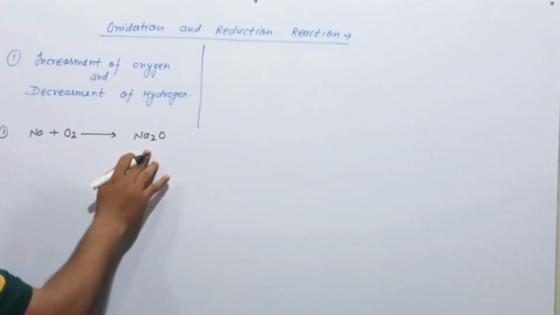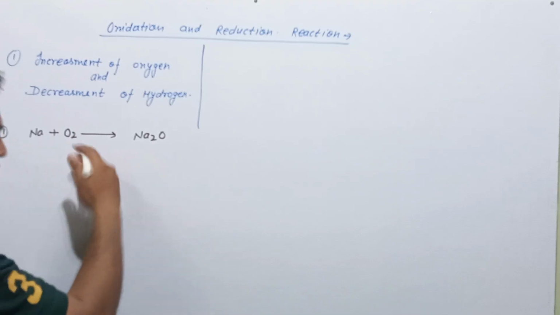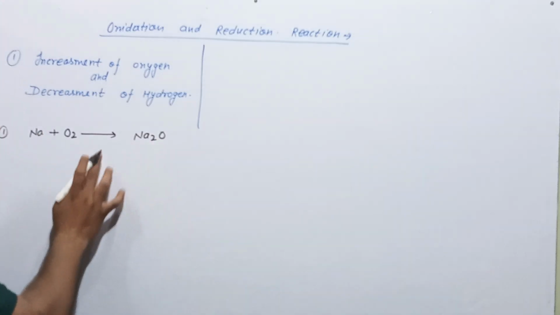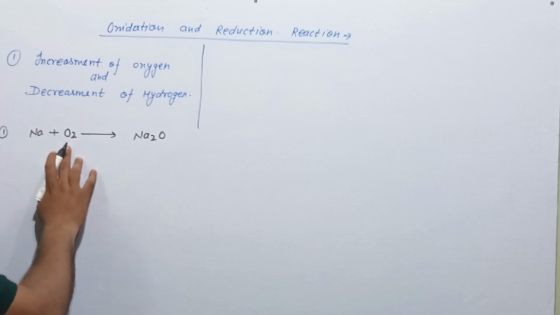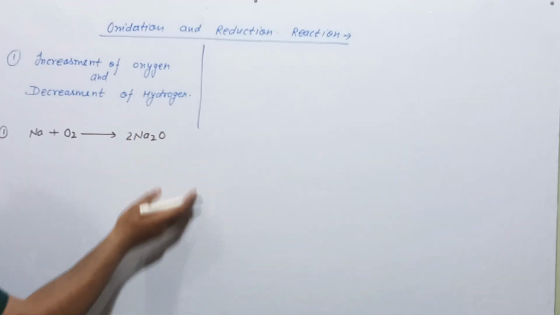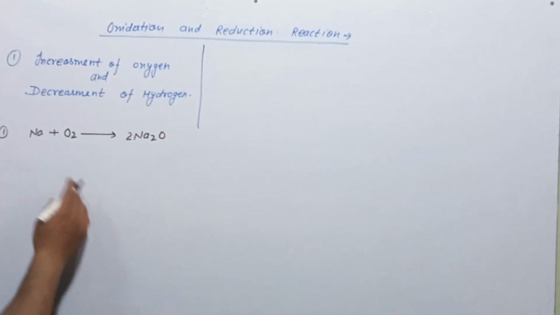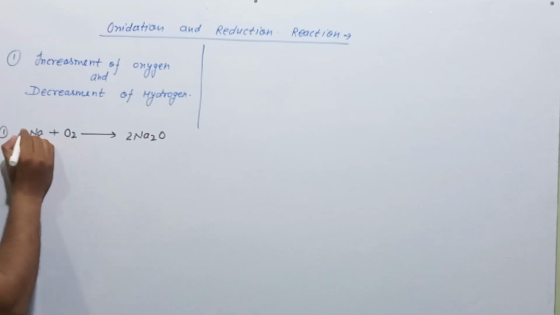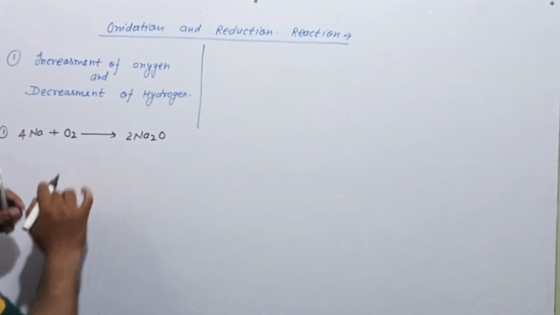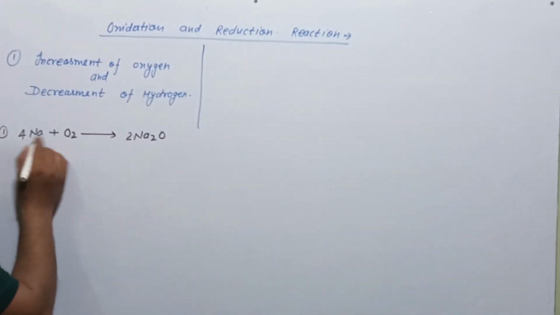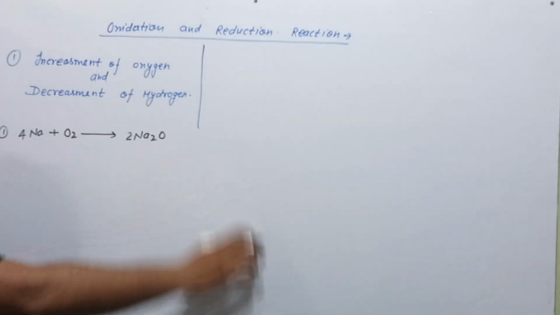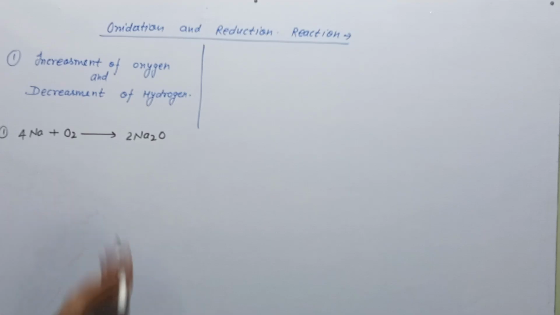So now balance it. In the product part there are two sodiums, but in the reactant part oxygen is 2. Now multiply by 2 in the product part and multiply by 4 in the reactant part. It has been balanced. Now we can see sodium is gaining oxygen, hence we can say that sodium has been oxidized.